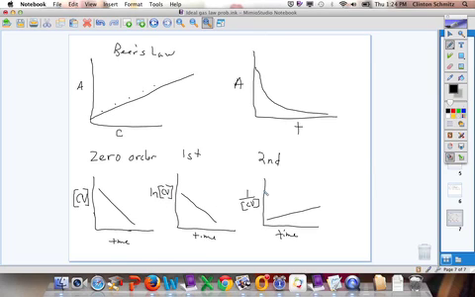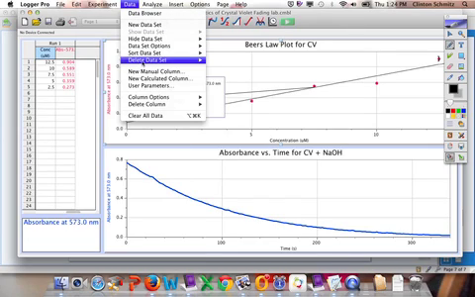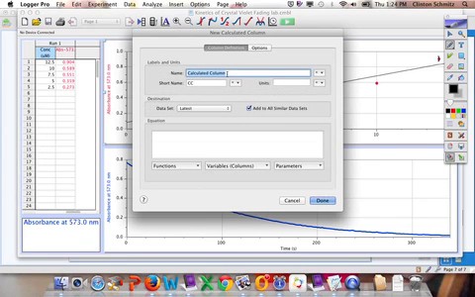So let's go look at the Logger Pro. On your Logger Pro, the first thing we're going to have to do is go to experiment or data, and insert a new calculated column. We're going to title that the concentration of Crystal Violet. We'll just abbreviate that with CV, and then we can just go brackets, which means concentration of Crystal Violet.